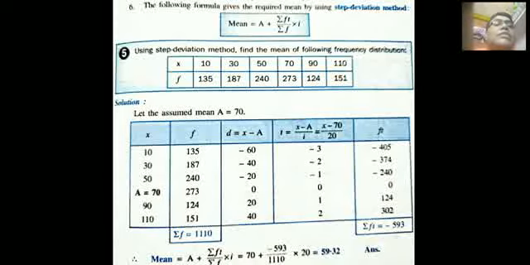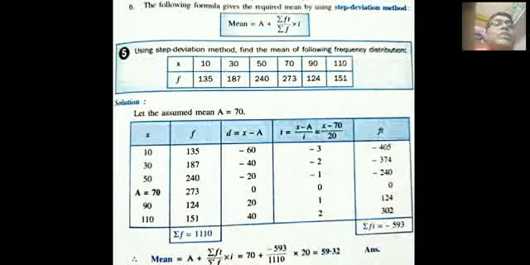The data given here is a table; use the step deviation method to find the mean. X is equal to 10, 30, 50, 70, 90, 110. F is equal to 135, 185, 240, 273, 124, 151. The assumed mean taken from this is A is equal to 70. The X column is written here with the assumed mean A equal to 70. The next column shows F: 135, 187, 240, 273, 124, 151.